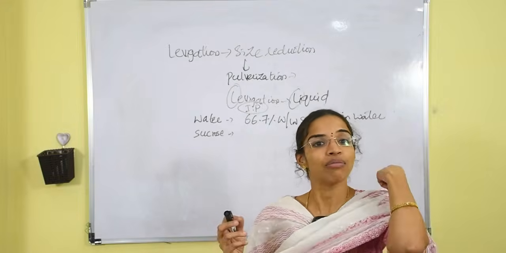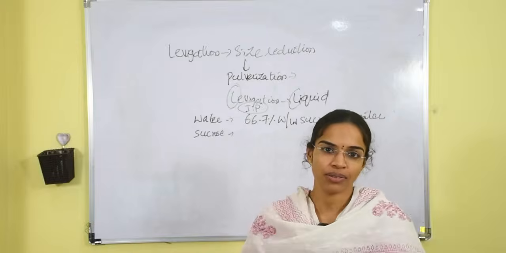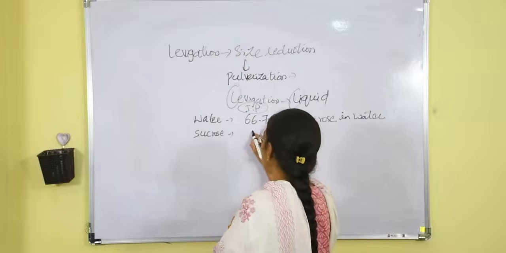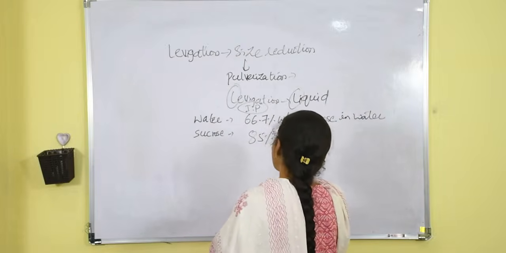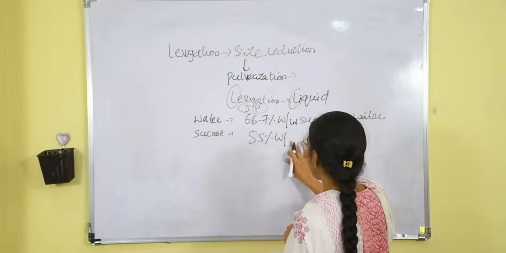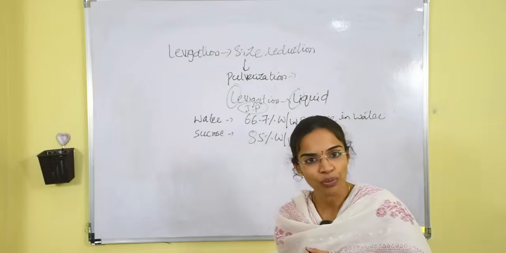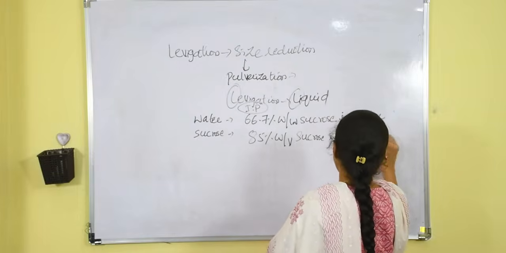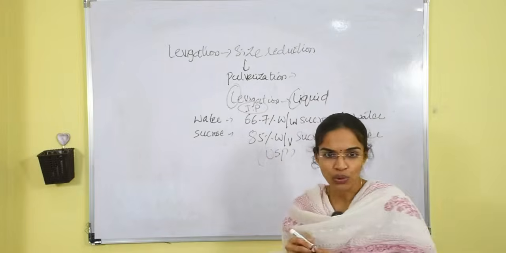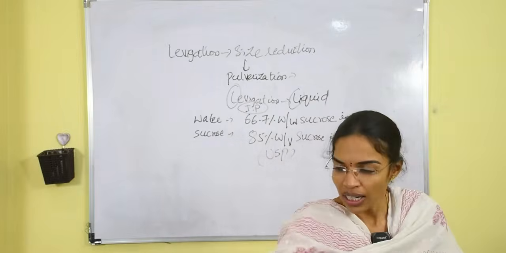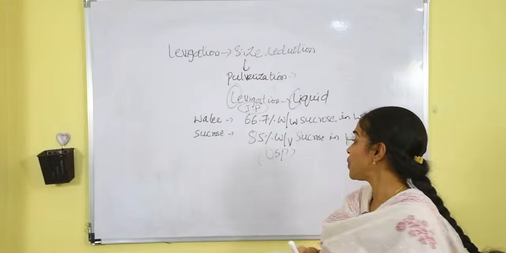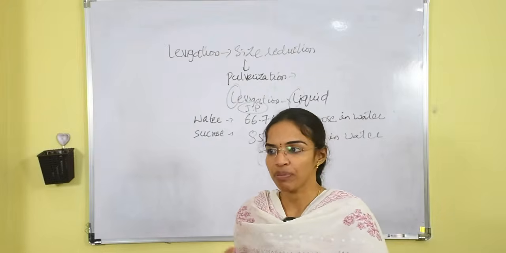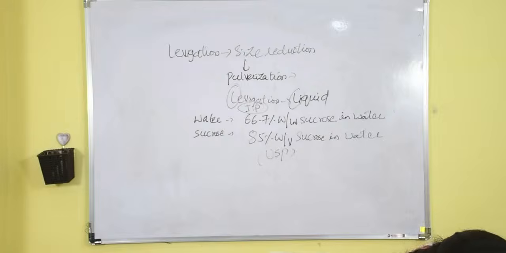Sometimes this question will be asked in volume terms. If it is in volume terms, it is 85% weight by volume. Here it is not weight by weight, it is weight by volume sucrose in water. This is according to the USP. According to USP, simple syrup is given in weight by volume percentage, and according to IP, it is given in weight by weight percentage.